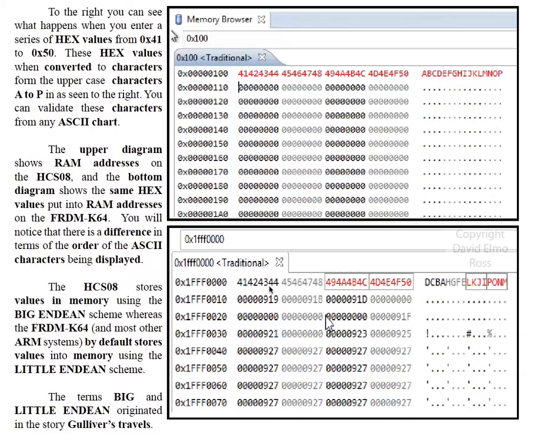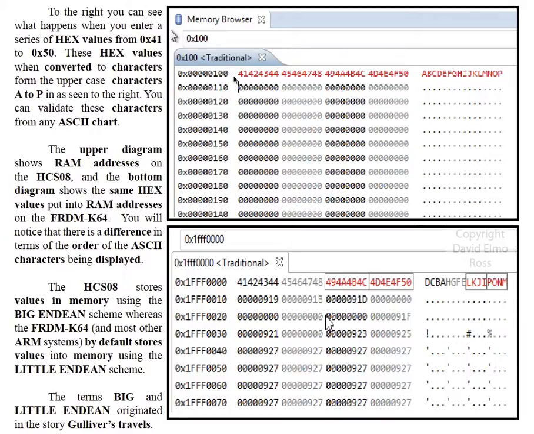1FFF0000, this is this address here containing the 44. Address 1 is here, which contains the 43. Address 2 contains the 42. And address 3 contains this. This is address 4, 5, 6, 7, 8, 9, A, B, C, D, E, F. So in groups of 4, everything is reversed using this scheme of putting values into memory.